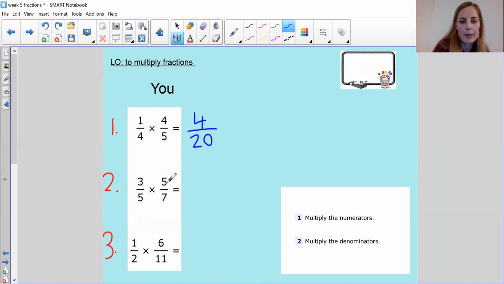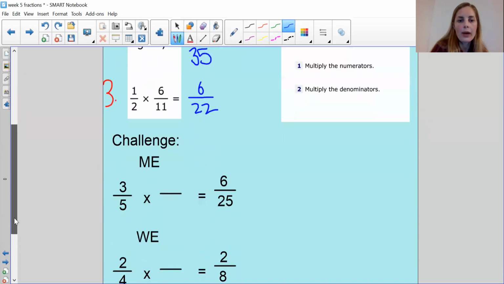Right, number 2, 3 times 5 is 15, and 5 times 7 is 35. The only trick today is making sure that you know your tables, because this is where you're going to struggle if you do not know your tables. 1 times 6 is 6, and 2 times 11 is 22. Nice and simple. Make sure you've done those with me, and all you have to do, multiply the top numbers, multiply the bottom numbers, and leave it. Do not simplify. Right.